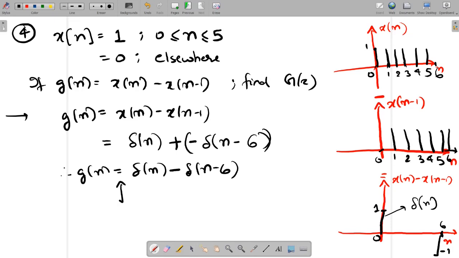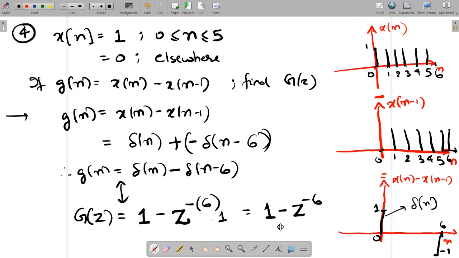Okay. Very easy. What is the z transform? G of z is equal to, what is the delta n z transform? 1, right? What is the delta n minus 6 transform? Z raised to minus n naught. N naught is 6. So, the answer is 1 minus z to the minus 6.